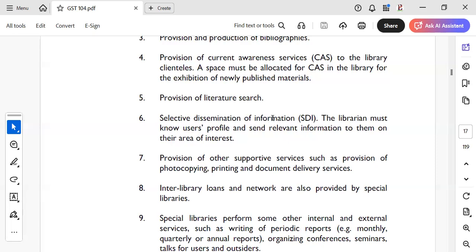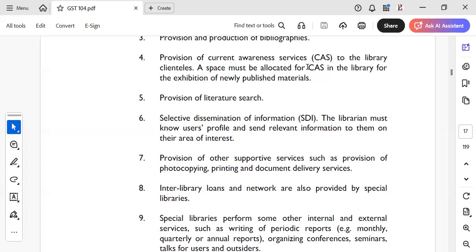Selective dissemination of information, SDI. That is the full meaning of SDI. It is close to CAS, so we relate it to CAS in one way or the other. But there's a question in your exam that asks the difference between the CAS and the SDI. The librarian must know users' profile and send relevant information to them in their area of interest. The SDI is somewhat personal, while the CAS is general.